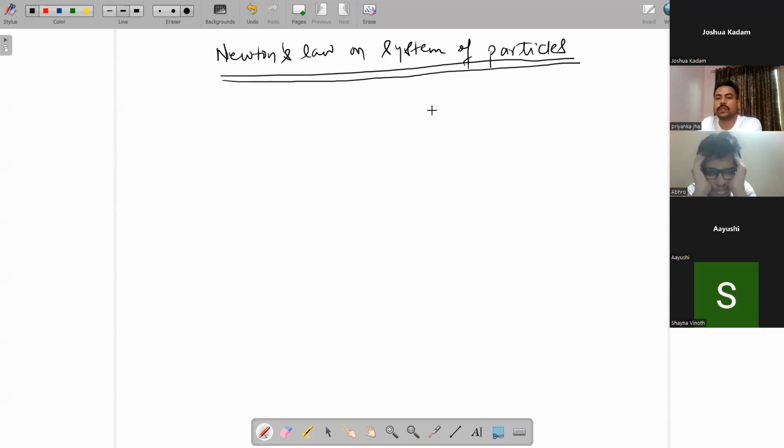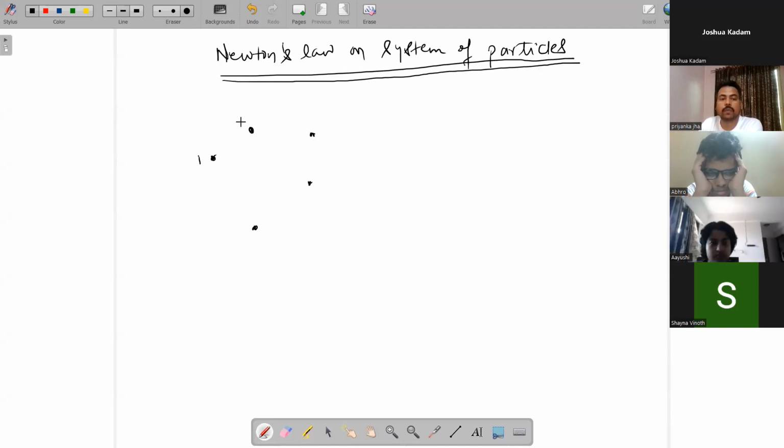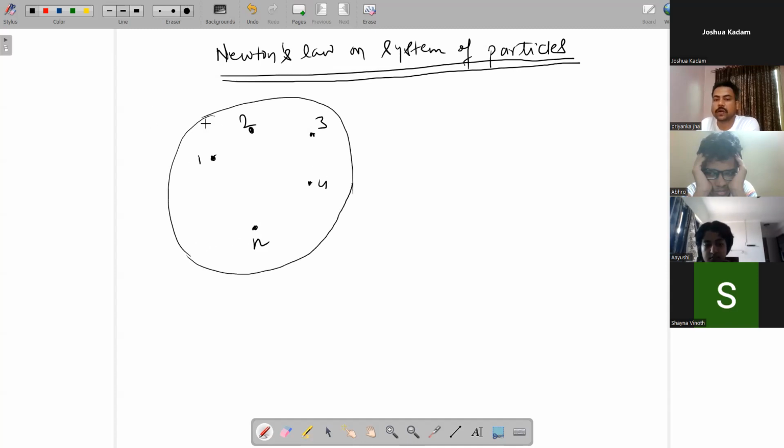See, Newton's law on system of particles. Suppose in your system you have many particles like n particles. Particle number 1, particle 2, particle 3, particle 4, and particle n. This is your system. There may be other particles outside this system, no problem in that.